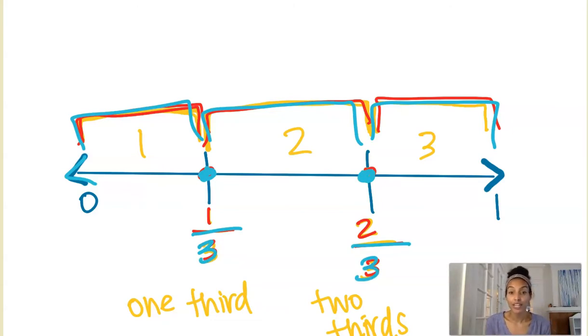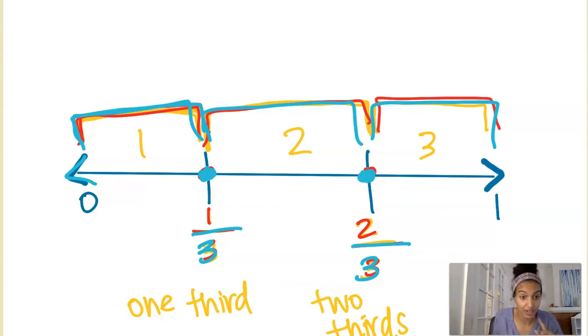Now when we actually go to label the numerator, we say, okay, this first point represents the first part of the number line. So the distance from 0 to this first point is 1/3 because it is 1/3 of the entire number line. The second point represents the second part of the number line. So the distance from 0 to the second point is 2/3. That's how we use fractions on number lines.